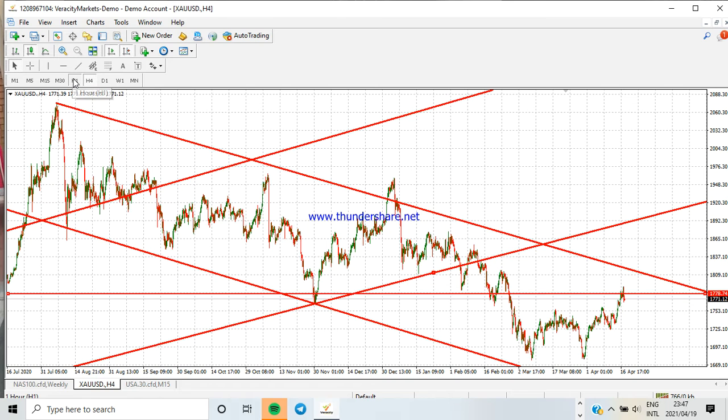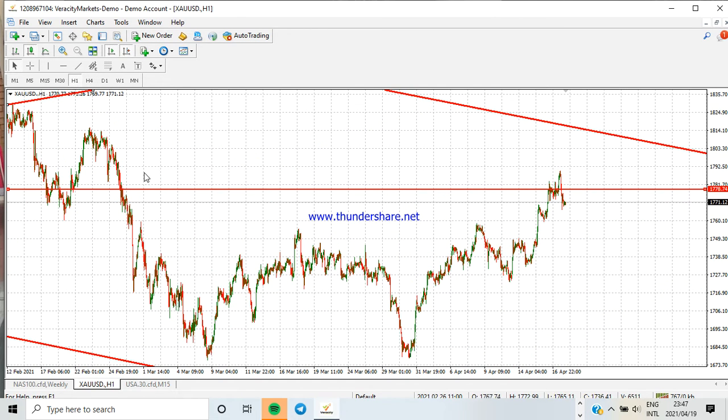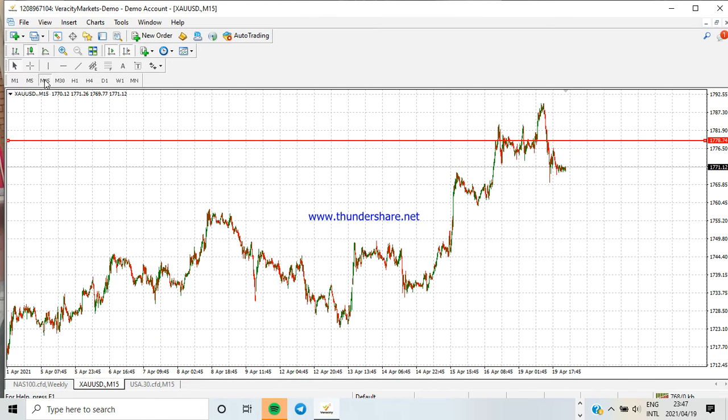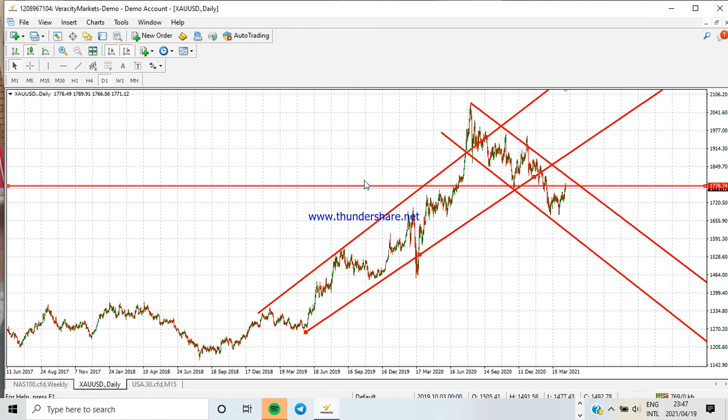And then let's go to the hour, and then we can see a lot of movements that really cater for a short period of time. Let's go to our 30 minutes. You can really draw intra trends along the lines. Let's go to the 15-minute chart. You can be able to do that. But let's go back to daily.